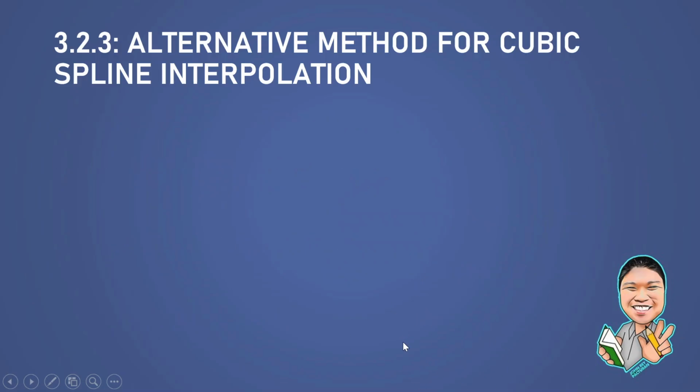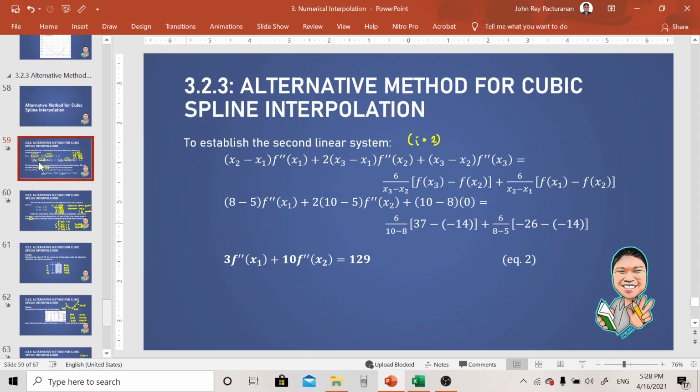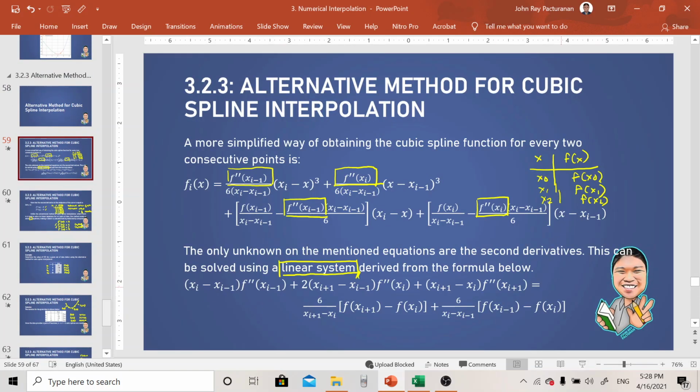So next tayo is para ma-establish mo yung ating second linear system. So ito lang siya. This time, ginawa natin na yung i is equal to 2. So this time, x sub 2 minus x sub 1. I think kailangan ko ulit siyang i-discuss. So kung gagamitin mo itong same formula na to, dapat yung i ngayon ay 2.